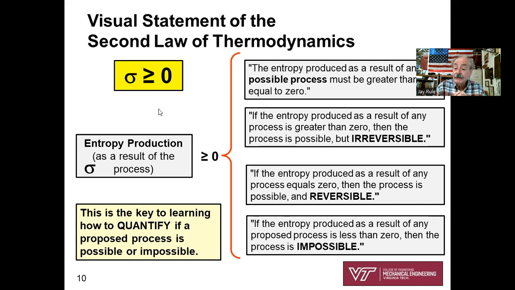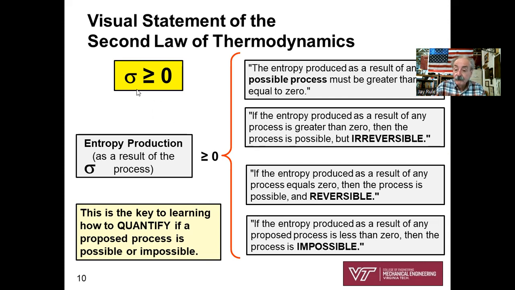Visual statements of the second law. Sigma is greater than or equal to 0. If sigma is greater than or equal to 0, that means a proposed process is possible. It can be done. Now, if sigma is simply greater than 0, that means the process is possible and irreversible. There's some kind of irreversibilities going on in the process described. If sigma exactly equals 0, not only is the proposed process possible, but it is reversible.